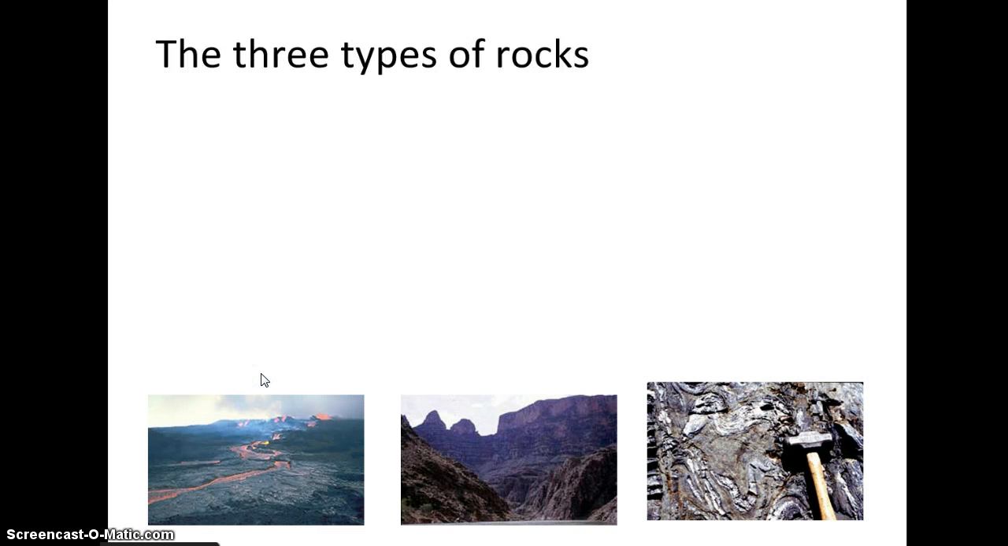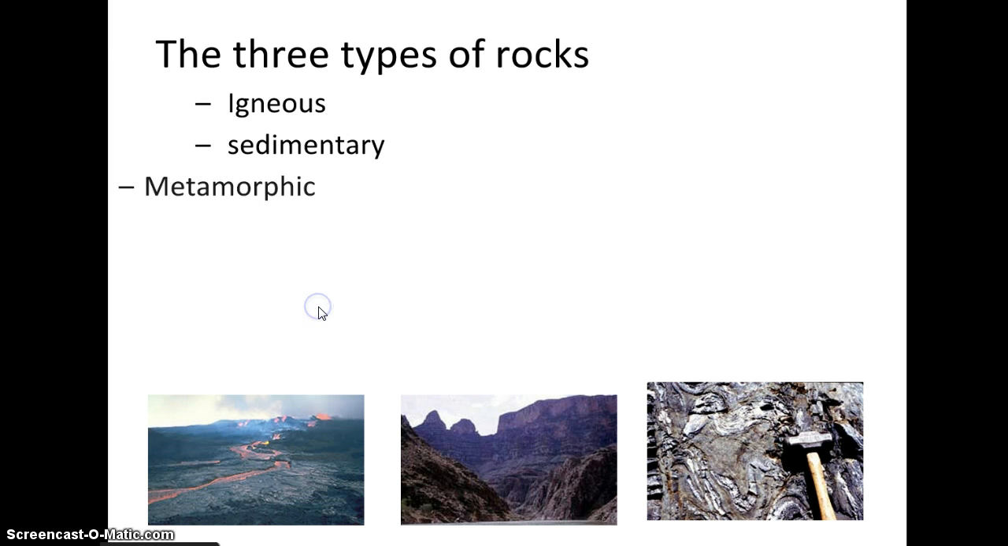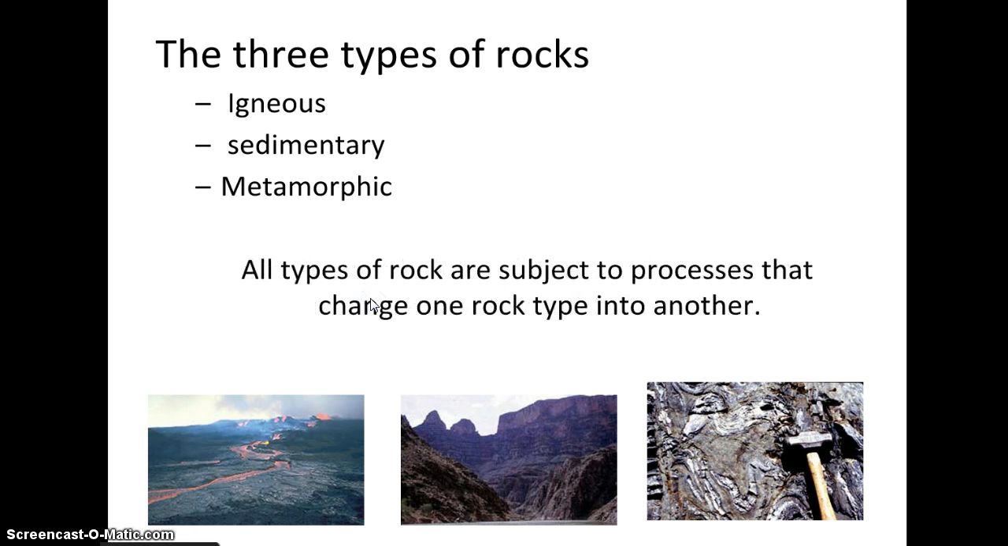So, the three different types of rocks are igneous, which we learned about today, which can come out of volcanoes generally, or magma that cools close to the surface. There's also sedimentary rock, which is formed from sediments. And then finally there's metamorphic rock, which is formed when the other two types of rock go through intense heat or pressure. But all these types of rocks are subject to processes that change one type of rock into another. It's called the rock cycle, but there's a lot of different ways that a rock can move through the rock cycle.